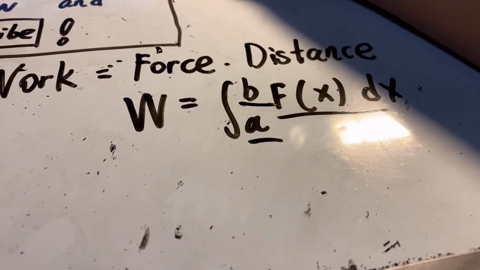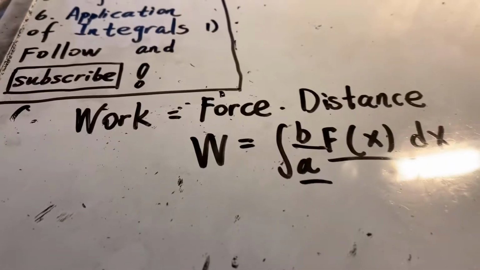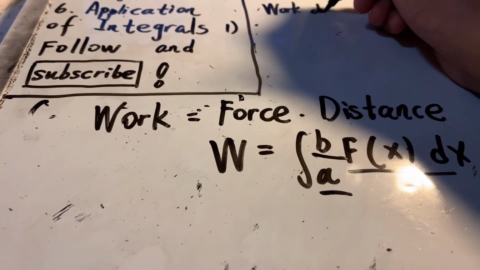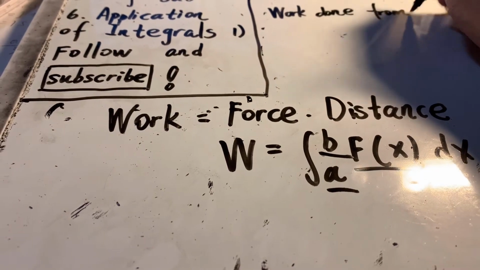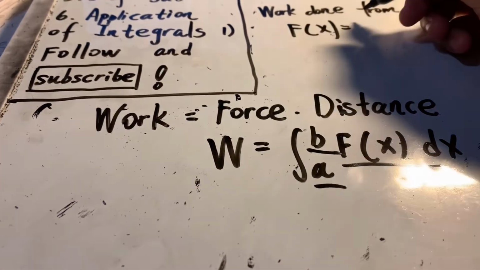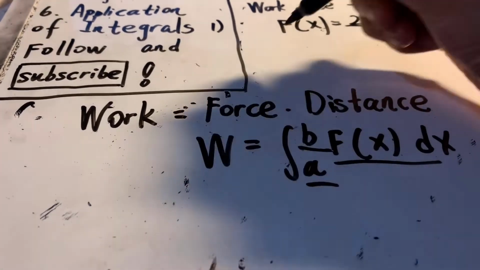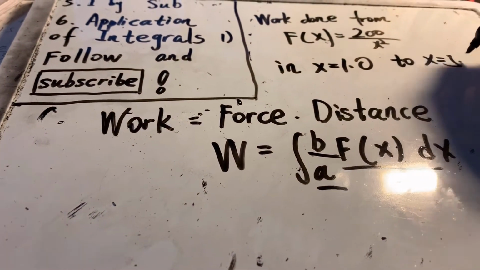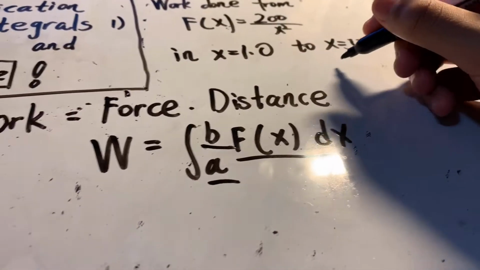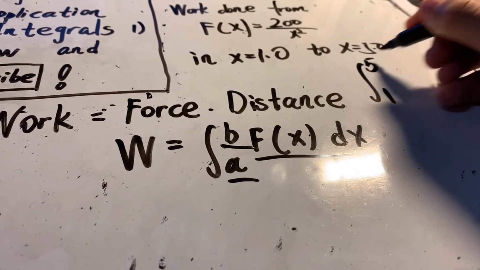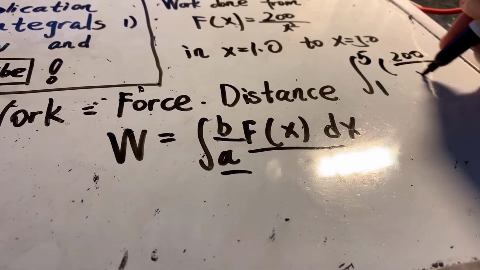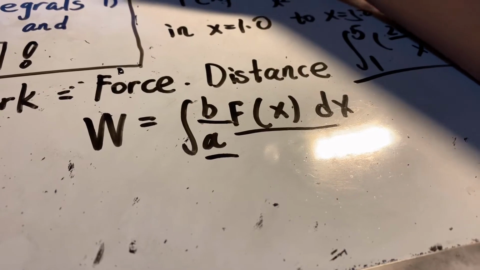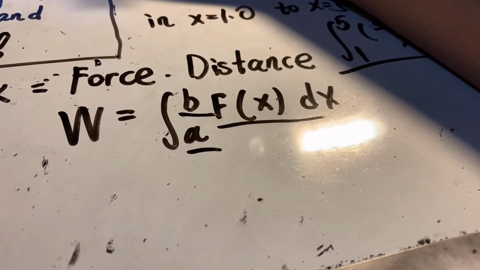How this will work is, let's give an example. Find the work done. F(x) is equal to this. With this function, this formula, we can just list out the beginning, the ending, and this. And we are done. Perfect. So this is how it works.